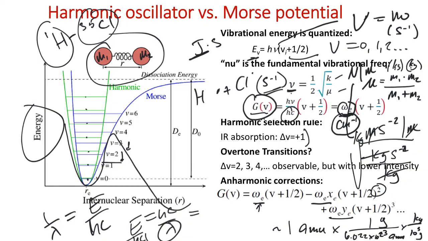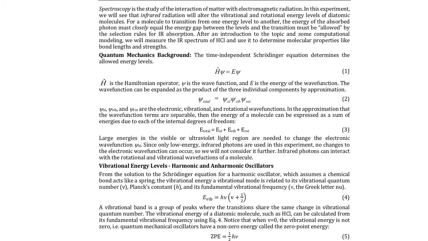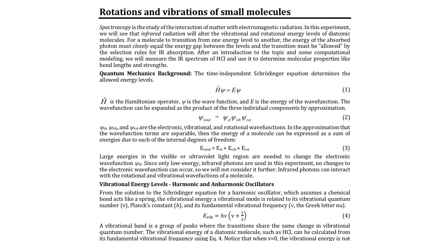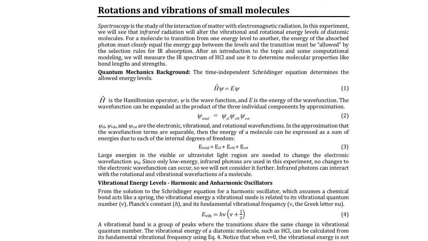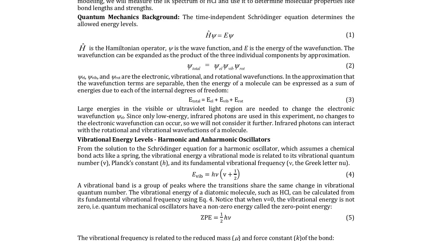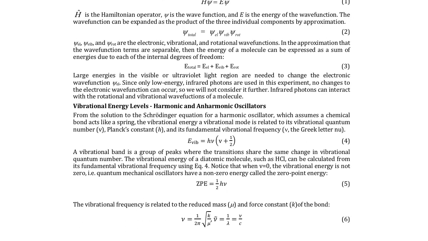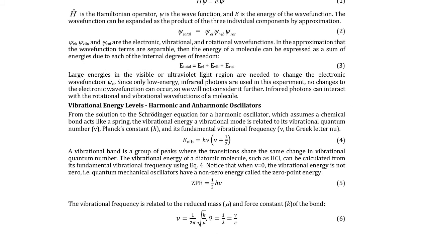So to get started on the experiment, this is now over on the experiment handout, and the beginning pages just go through some of the equations that we were introducing. One term that I didn't introduce in the previous video is equation 5, the zero point energy. If you notice the bottom of the curve at v equals 0, the energy is actually not equal to 0.